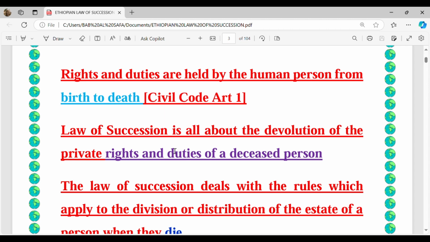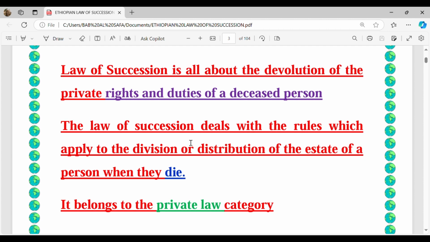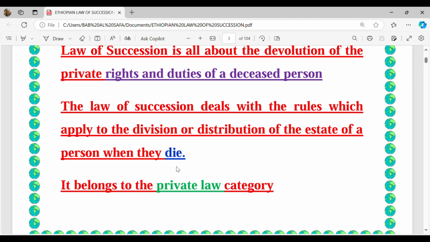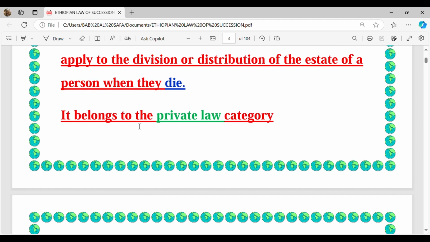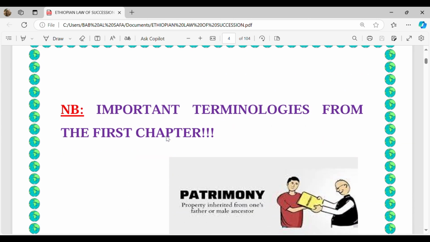As it is clearly stipulated under the first article of the Ethiopian Civil Code, rights and duties are held by a human person from his birth to his death. So the law of succession is also all about the devolution of those private rights and duties of the deceased person, which that person acquired during his lifetime from his birth to his death. The law of succession deals with the rules which apply to the division or the distribution of the estate of the person when they die. So the applicability of the law of succession comes into the picture especially at the time when the person died. Then, as I said, this law belongs to the private law category.